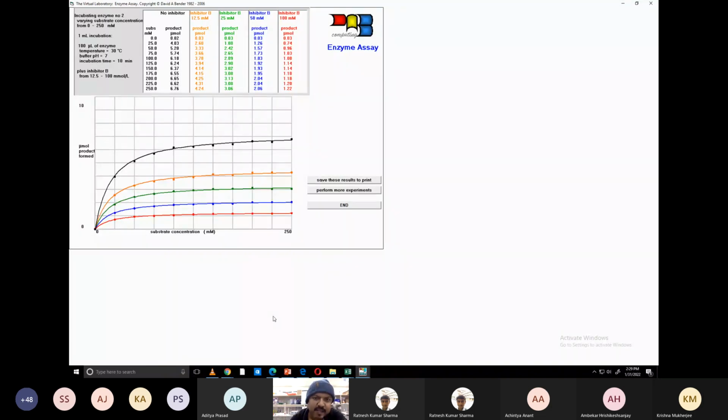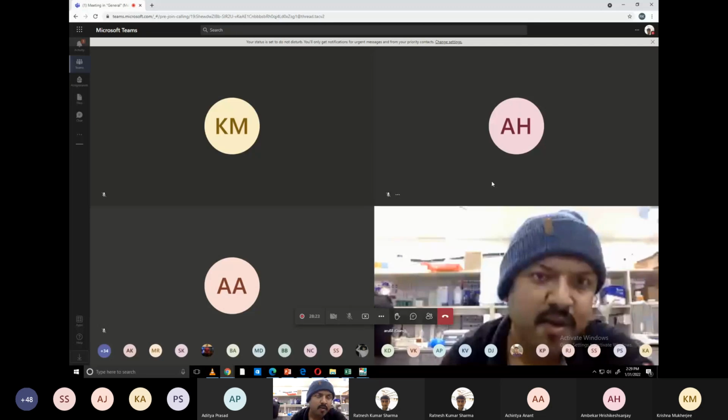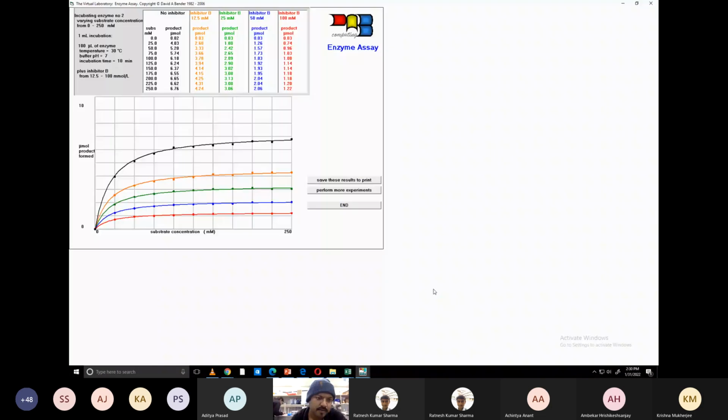So in the Michaelis-Menten equation, you are plotting V0 against S, right? V0 is the initial rate of the reaction against the substrate amount. In the Michaelis-Menten equation, we plot V and S, not V0, perhaps. And when we apply the steady state concentration, then we go for V and S. I think that is the way.